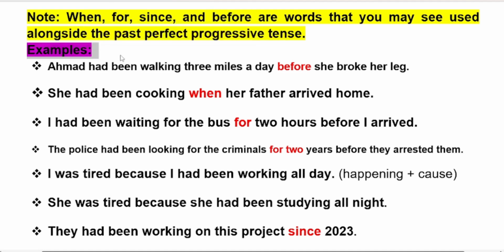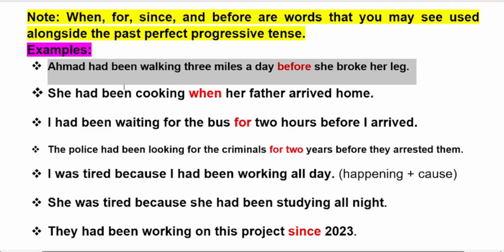So, examples. Ahmad had been walking 3 miles a day before she broke her leg. See, an action had been happening until another action happened in the past.